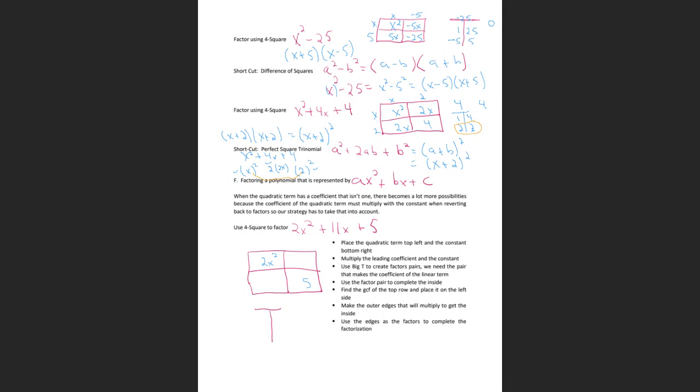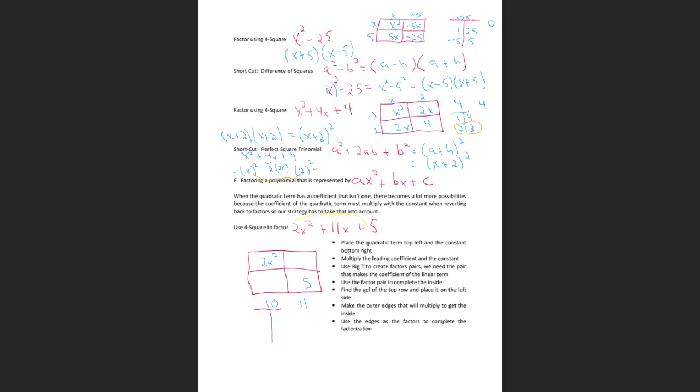Check, check. Our next move is to multiply the leading coefficient and the constant. So what we want to do now is multiply this 2 by this 5, and that's going to create our number for big T. And our linear coefficient, we need to recognize that as well. Our linear coefficient is going to be that 11.